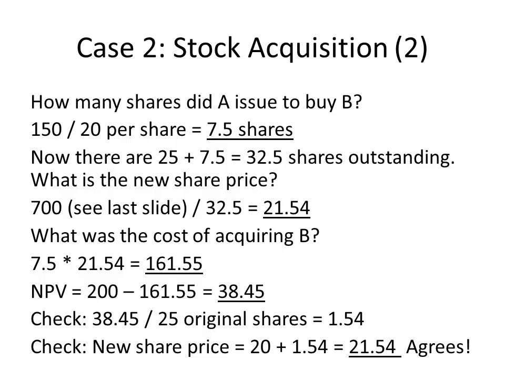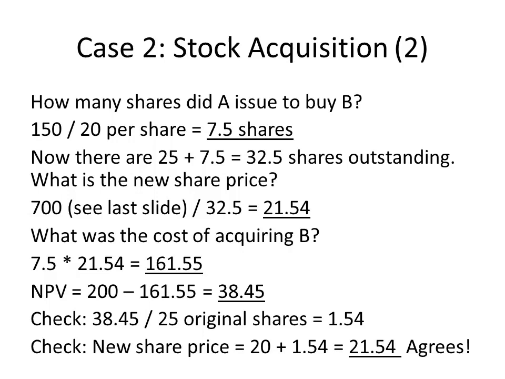So what's the cost of acquiring B? Well, those 7.5 shares at $21.54 apiece is $161.55. So what's the NPV? Well, it's 200, which was VB star, minus the cost to A to acquire B. That's 161.55. So the NPV is 38.45. So now we can check our work. We can take that NPV, divide it by the 25 original shares, and come up with $1.54. And the new share price is 20 plus 1.54, or 21.54. So that agrees with what we saw earlier.